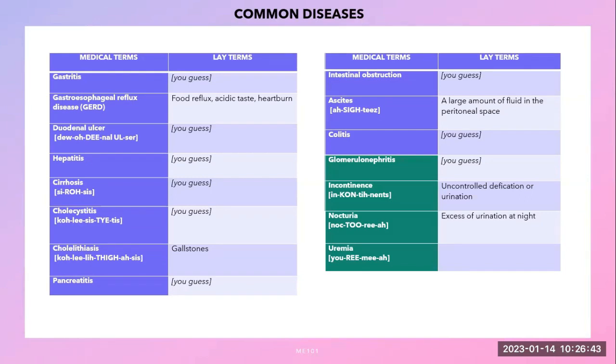Uremia. What does it mean, uremia? I think it means a high level of urea in the blood. Yes. So, emia means related to blood, right? Have you ever heard about hyperlipidemia? Like emia, hyperlipidemia. Yeah, something like that.